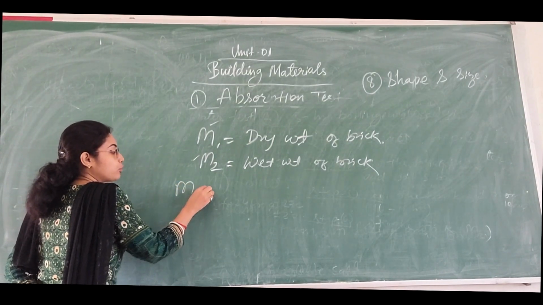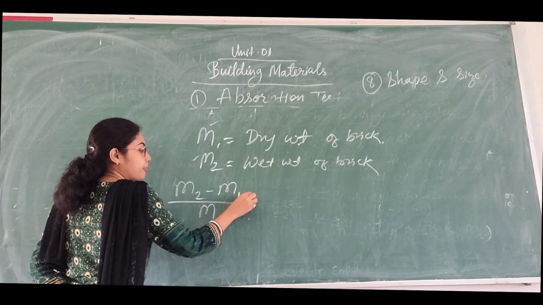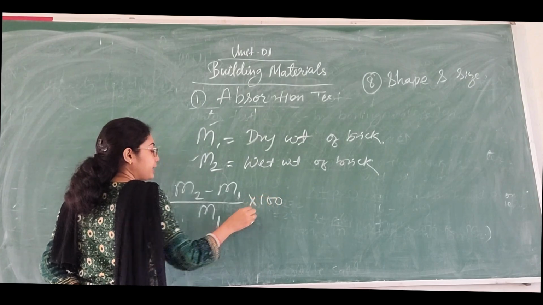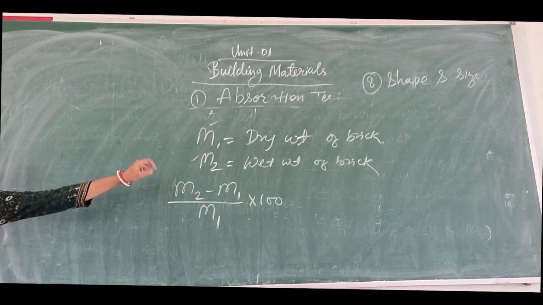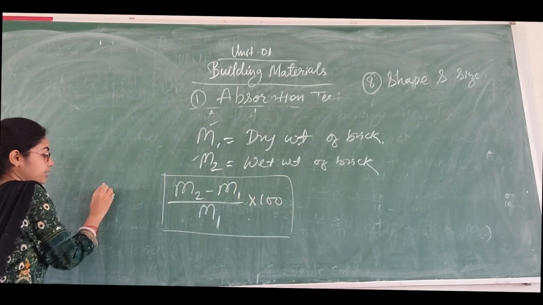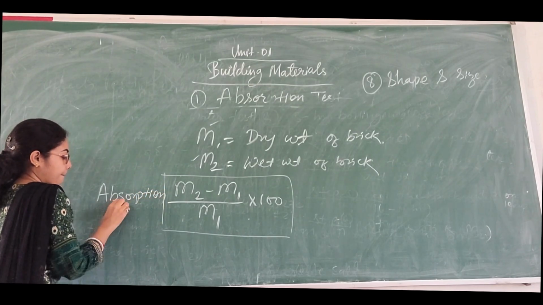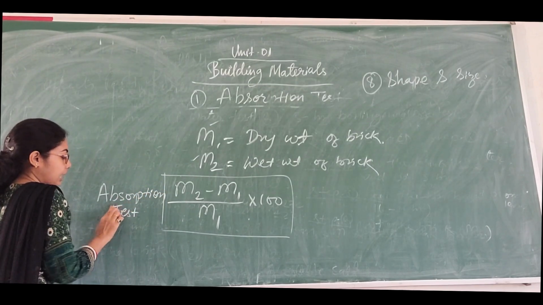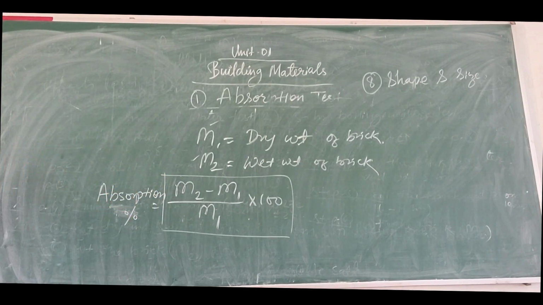This is M2 minus M1, that means the content of water, upon M1, that means the original weight. Can this be a formula for water absorption? How much water is added in it? We can find out by this formula. This is the only formula. After step 6, you need to write it out. That is your absorption value, the absorption percentage of the bricks.